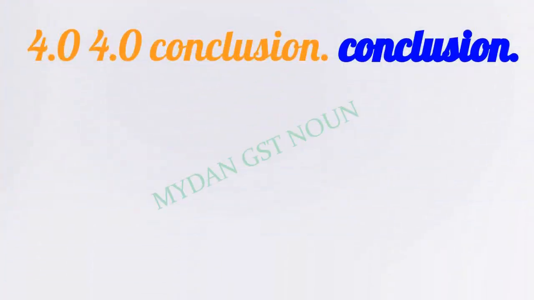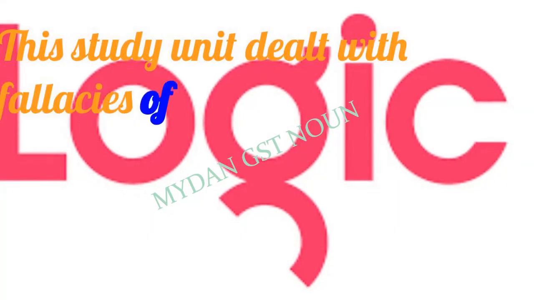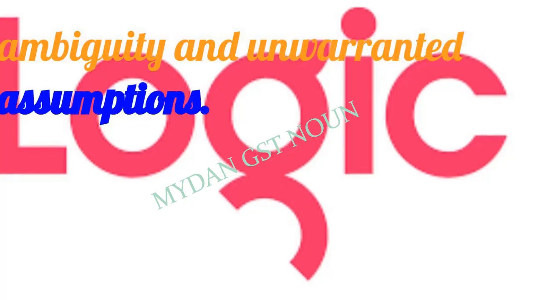4.0. Conclusion. This study unit dealt with fallacies of ambiguity and unwarranted assumptions.